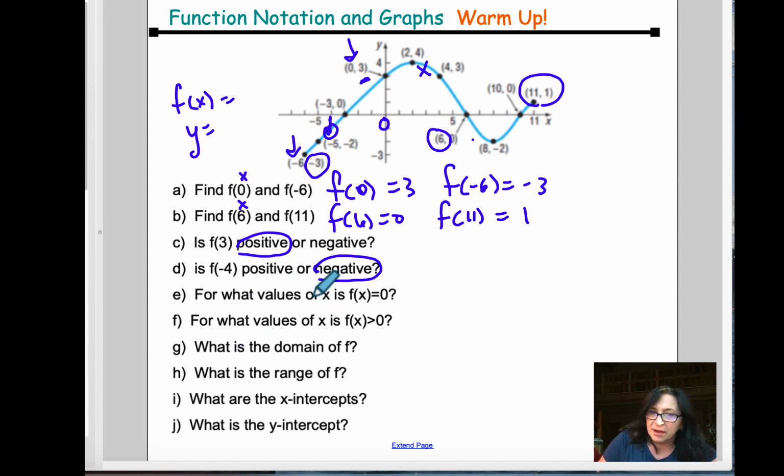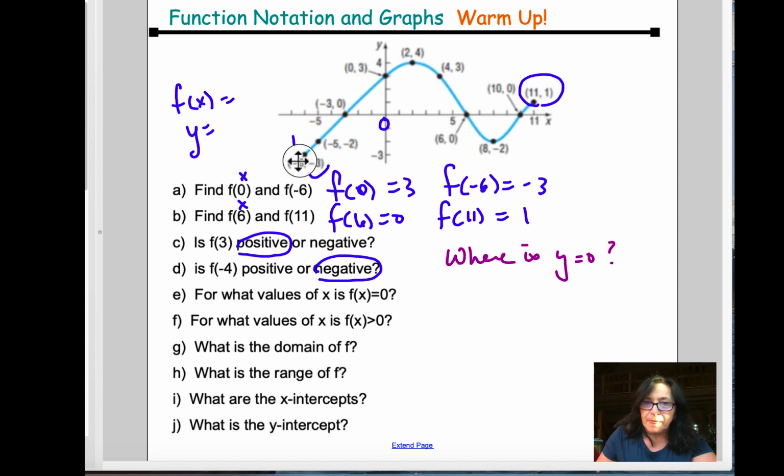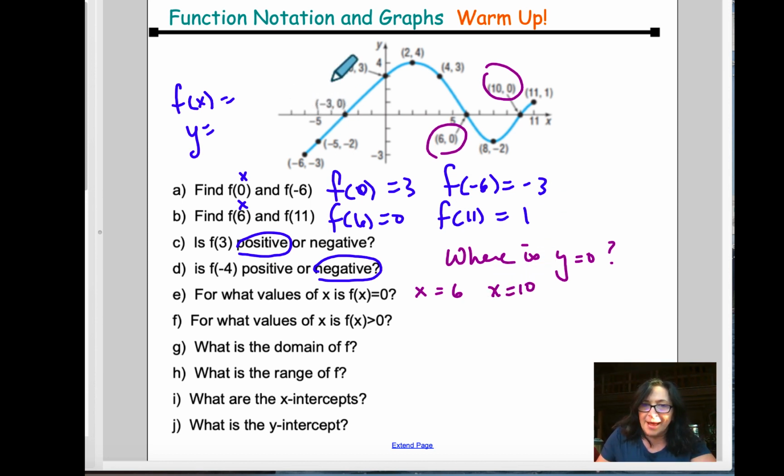For what values of x is f of x, so that's y, equal to 0? So they're asking me, look for where y is equal to 0. That's what they're looking for. So y is equal to 0 here. Let me erase this so you guys can see a little bit. Okay, so y is equal to 0 here at x equal to 6. Y would be 0 at x equal to 10. And y would be 0 at x equal to negative 3.